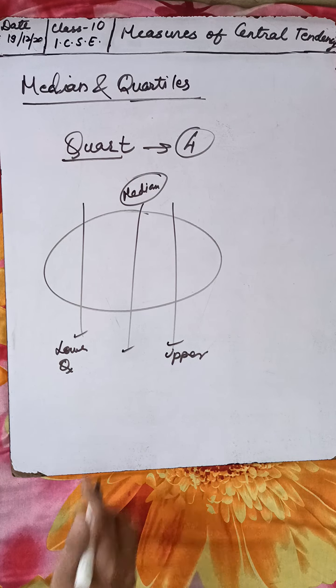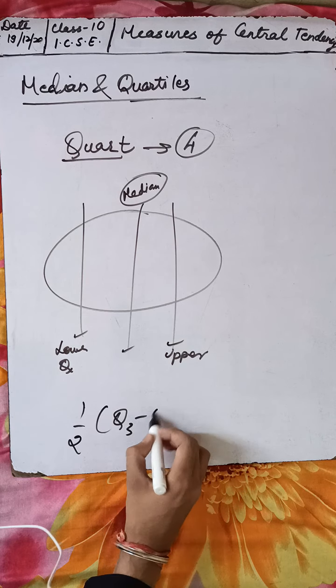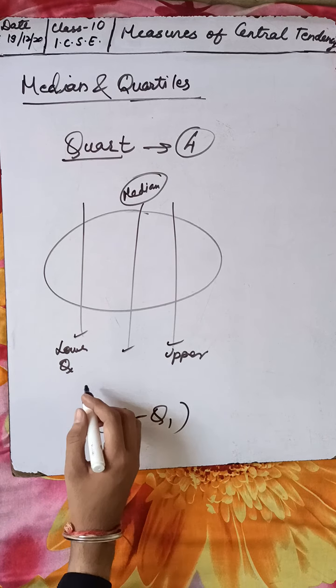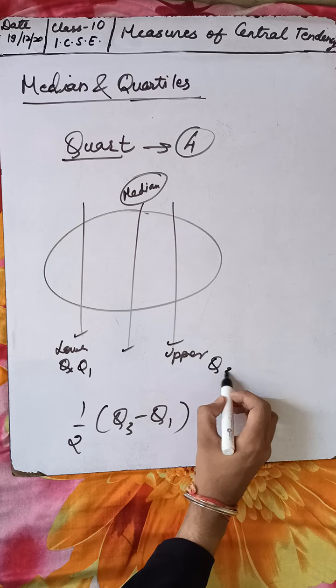Sorry, interquartile, that is somewhat different. Interquartile is 1 upon 3, q3 minus q1. Lower quartile is q1 and upper quartile is q3.